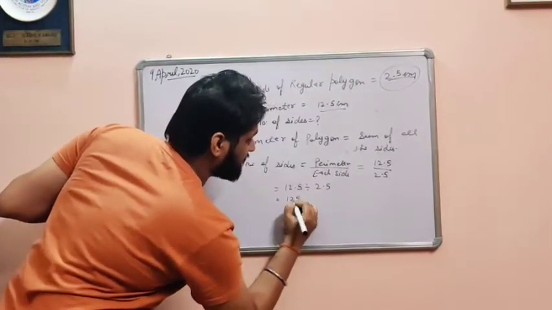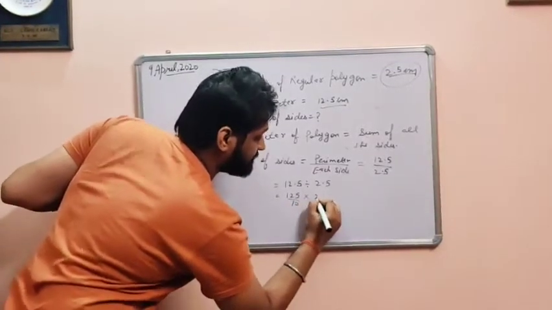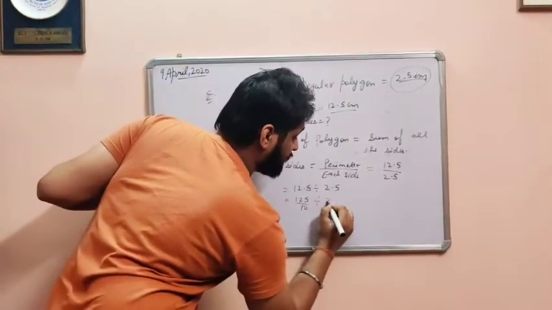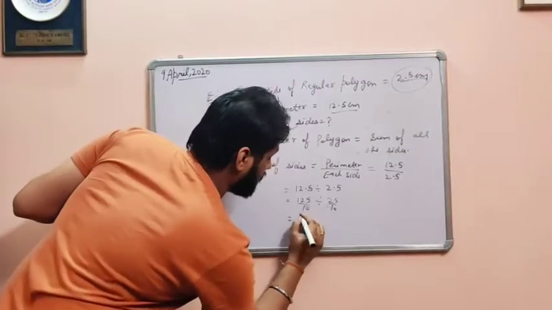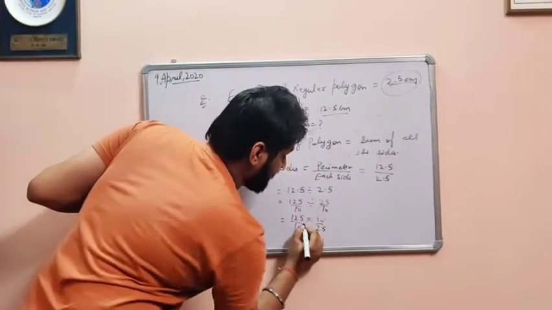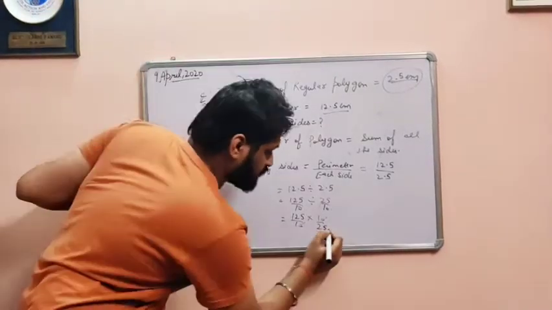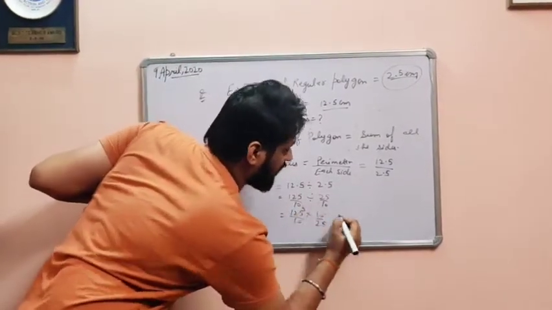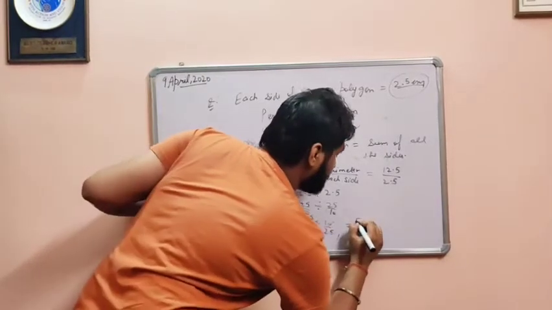Here this is 125 by 10 divided by 25 by 10. Now 125 by 10 multiply 10 by 25. 10 will cancel. So this is 1 and this is 5. So how many sides is there? 5 sides.